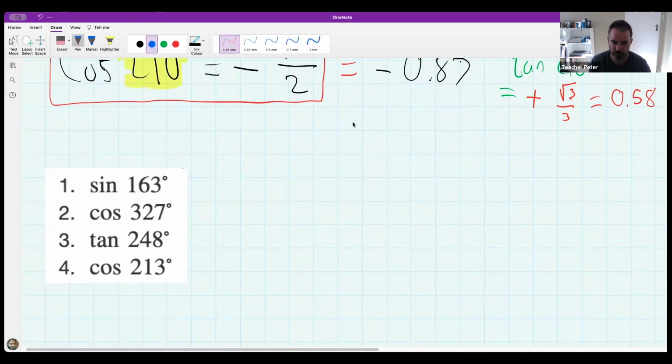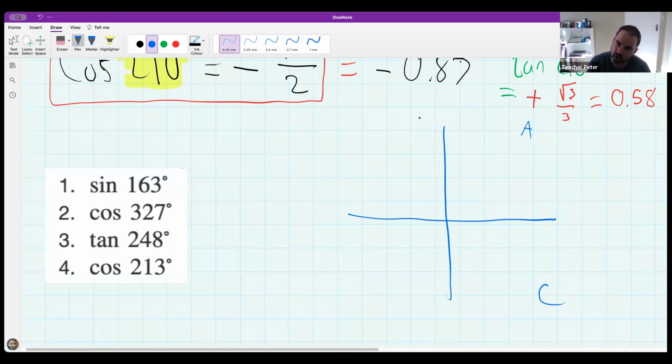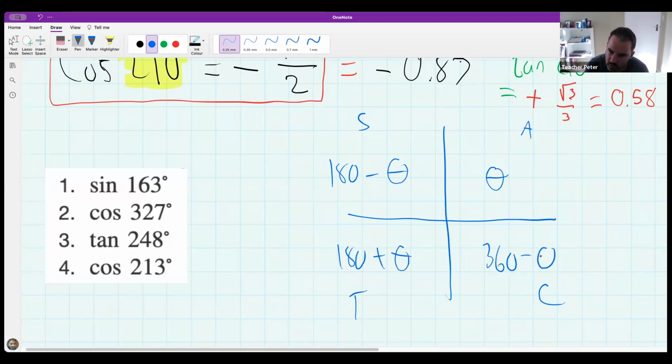I'm going to do the first one with you, but there's one extra thing we need to add for the CAST diagram. The CAST diagram tells us where it's positive or negative, but it also tells us about the form of the angle. So if it's in this quadrant, it'll have the form theta, and theta is just a placeholder. Sometimes teachers use another variable, but sometimes they call it the reference angle. Basically, if an angle is in this quadrant, it's going to have this form.